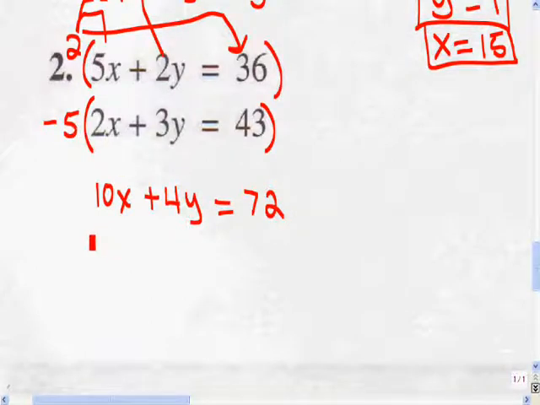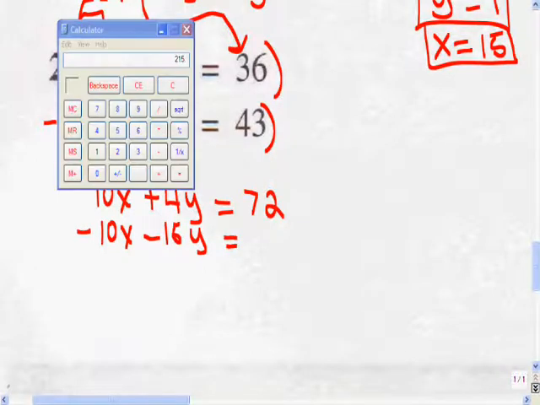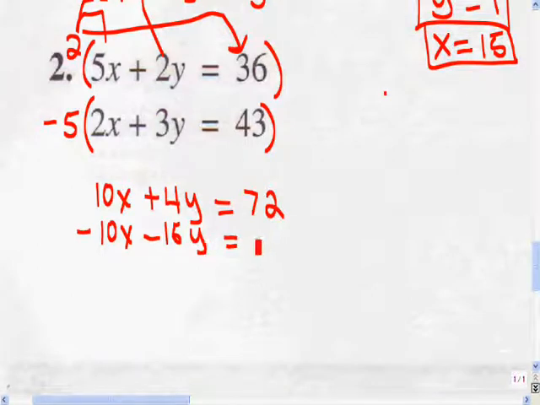Negative 5 times 2 is negative 10x. Negative 5 times 3 is negative 15y. And negative 5 times 43 equals 215.